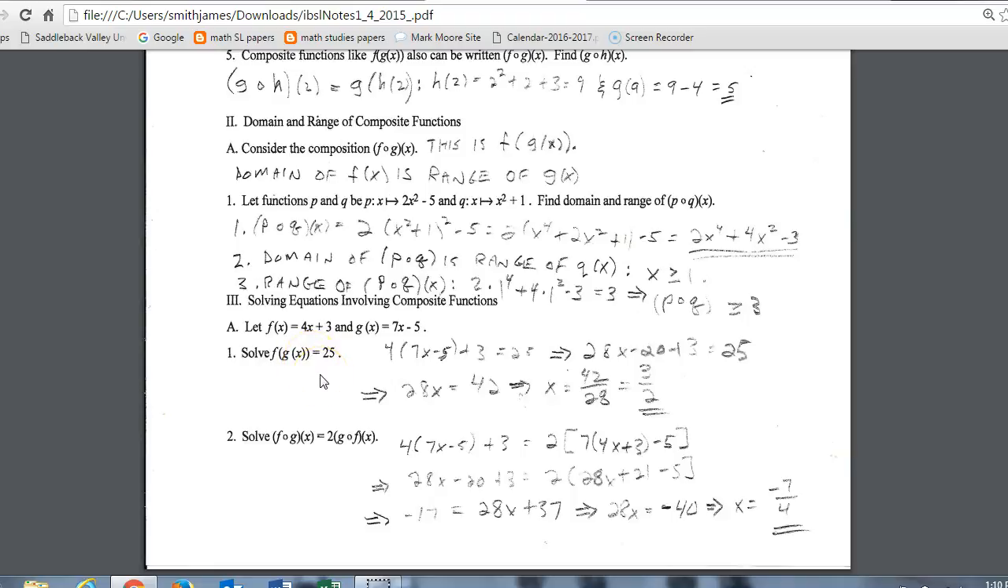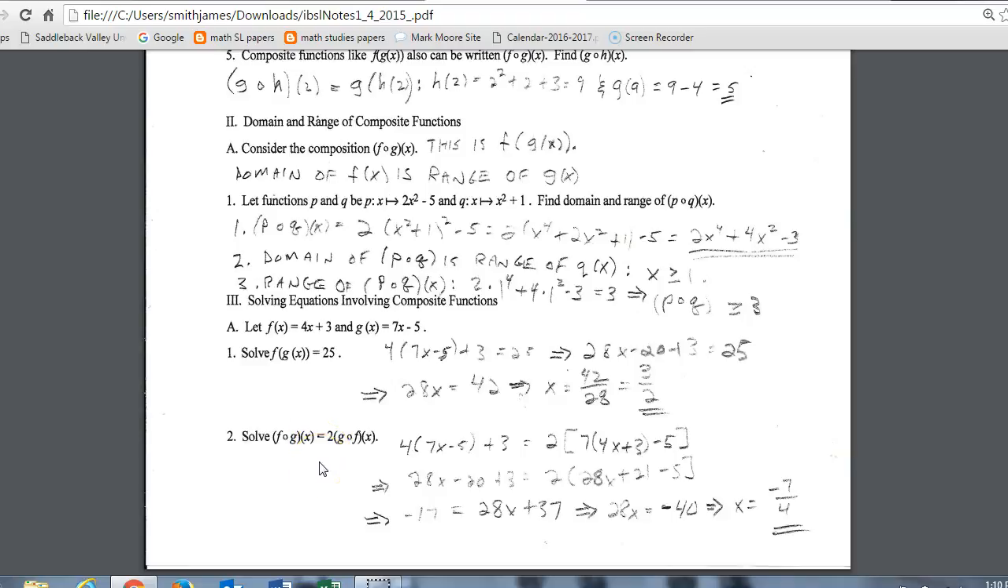So I'm taking the g of x function, which is this guy, and I'm plugging it into the f function right here for x. So here's the setup. And then I'm setting the whole thing equal to 25. And then if you just get x by itself, you get the result right here. On number 2, if you want to try to work ahead and try this one before I show it to you, that would be a good thing to do. So you can hit pause and give this one a try.